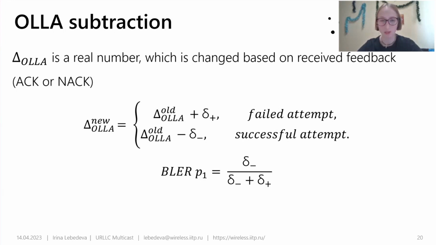The base station updates delta_OLLA based on the obtained HARQ feedbacks. Specifically, delta_OLLA is increased by a constant delta_plus if the transmission fails. Otherwise, it is reduced by a constant delta_minus. Note that a multicast attempt fails if at least one viewer does not receive the data. The average BLER provided by the multicast OLLA algorithm converges by the formula on the slide.